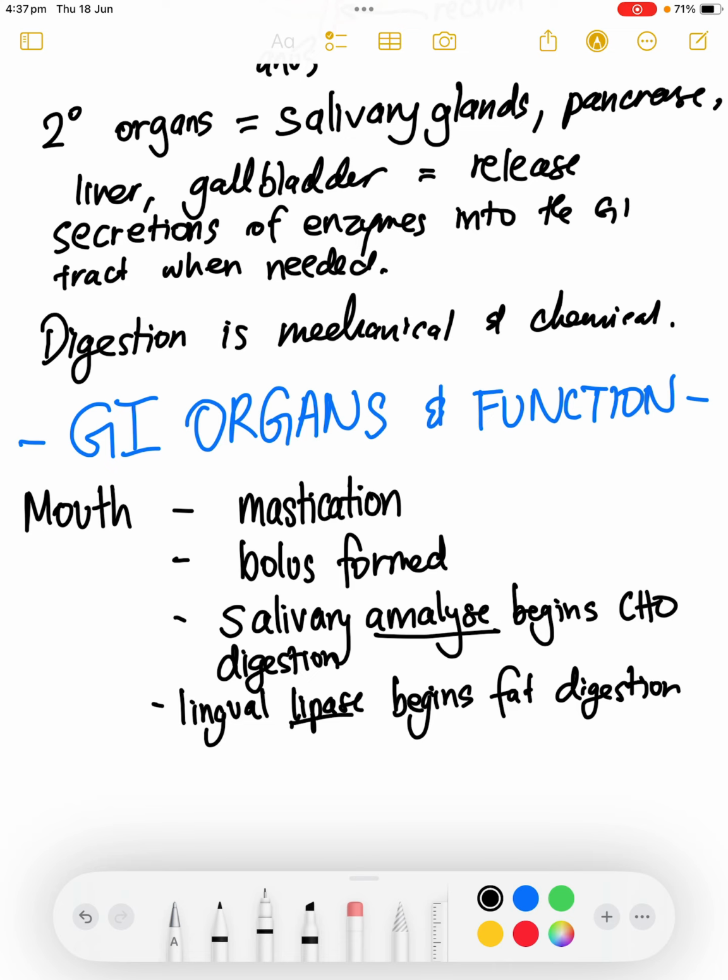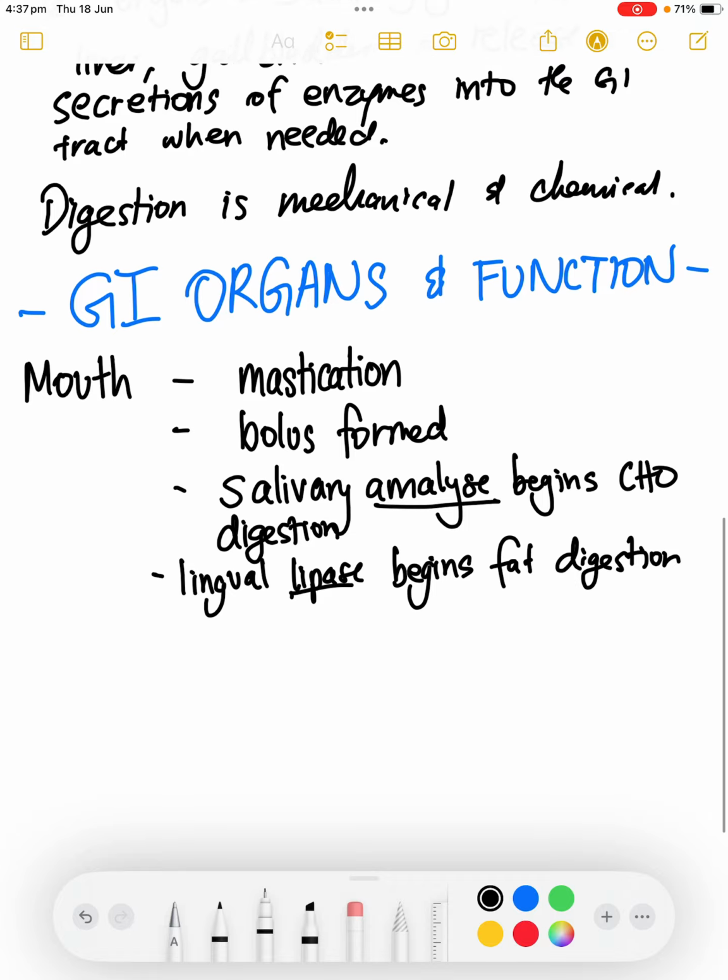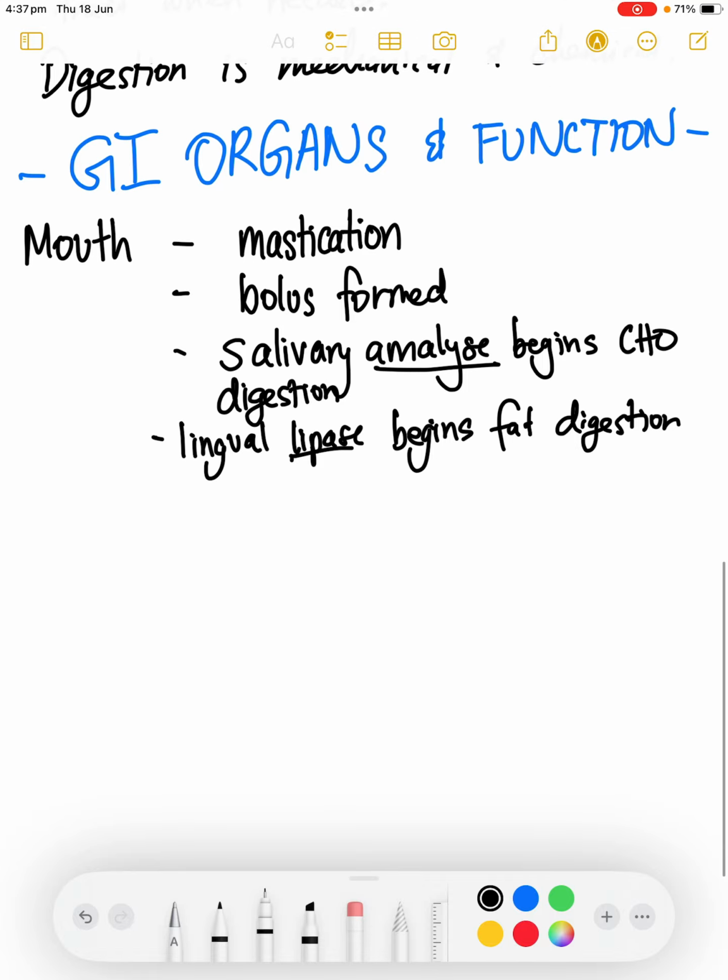Same goes with lingual lipase, but you won't really taste the smaller fatty acids as well. All right, going on. That's what happens with the mouth. That's the function. There's about 4 functions there.